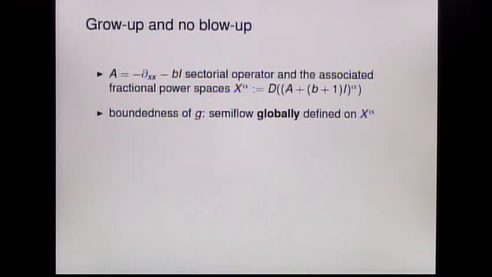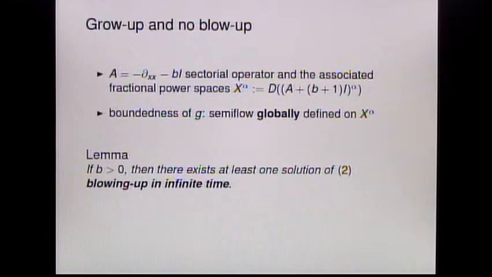And why is that? First, our function g is a bounded function. With this condition, we can prove that the solutions of these problems are all going to be globally defined, for instance, in this phase space X^alpha. X^alpha is the fractional power space associated to this sectorial operator here. And we moreover have the following result. If b is a strictly positive constant, then at least one solution of our problem will blow up in infinite time. So with these two properties, we have exactly the conditions we need for our equation to be slowly non-dissipative.